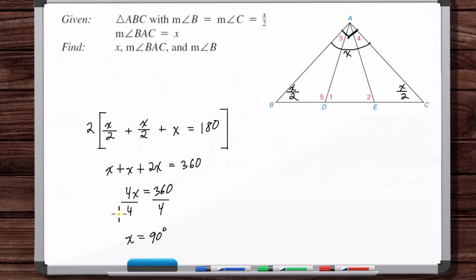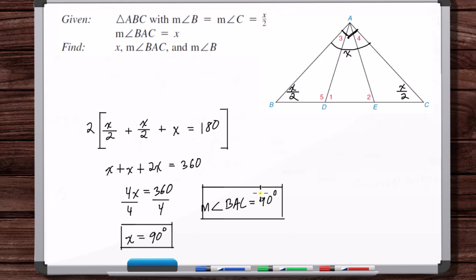Okay, so if x is 90, then the measure of angle BAC is 90. And then the measure of angle B is just 90 divided by 2. And same with the measure of angle C. Measure of angle B, right? x divided by 2. 45 degrees.